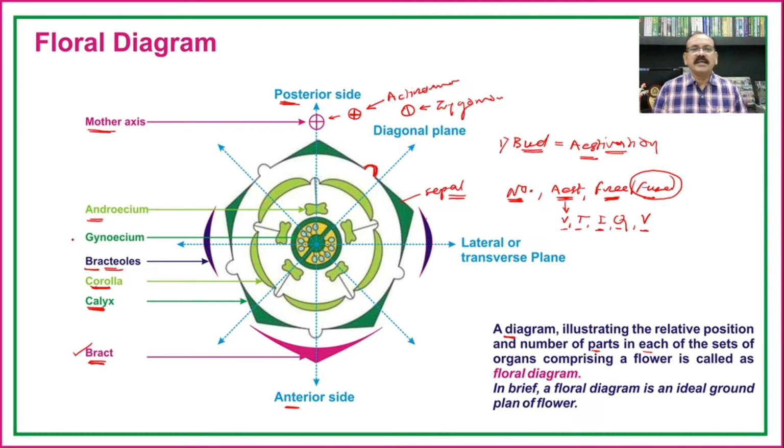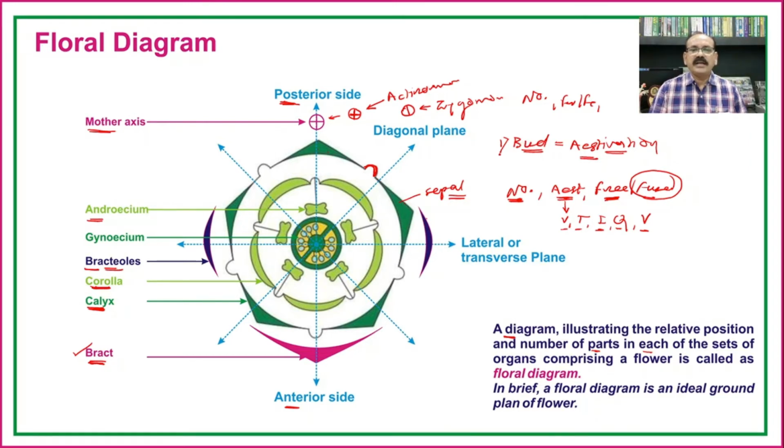Then inside the corolla there is another whorl, and that is the androecium, which is represented by the presence of stamens. We have to see the number of stamens, then whether they are free or fused. If they are attached to the petal, then we have to draw it attached to the petals, that is epipetalous condition. If there is a presence of the perianth, then epiphyllous condition. So such a type of attachment is important to show in the floral diagram.